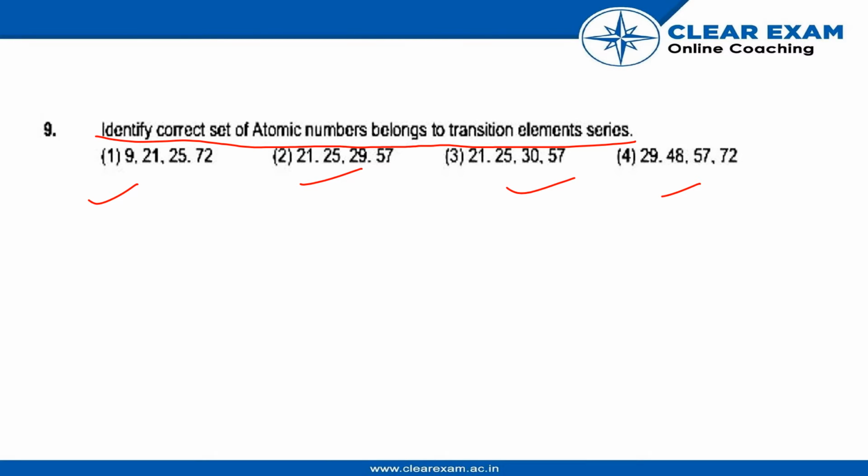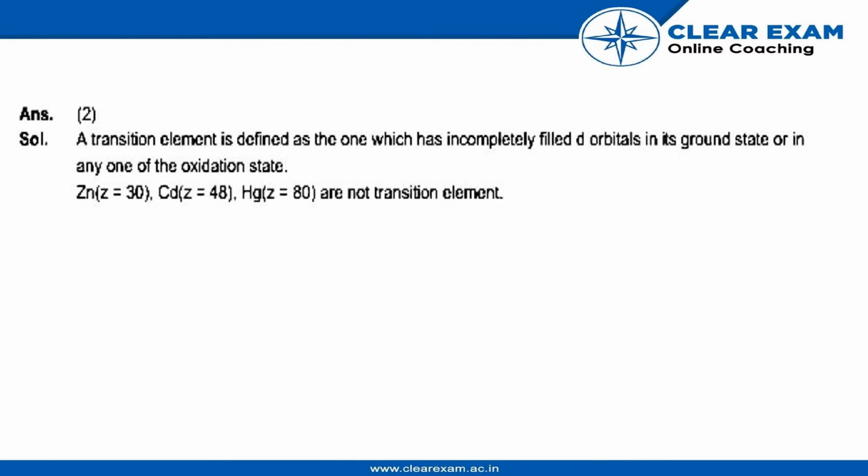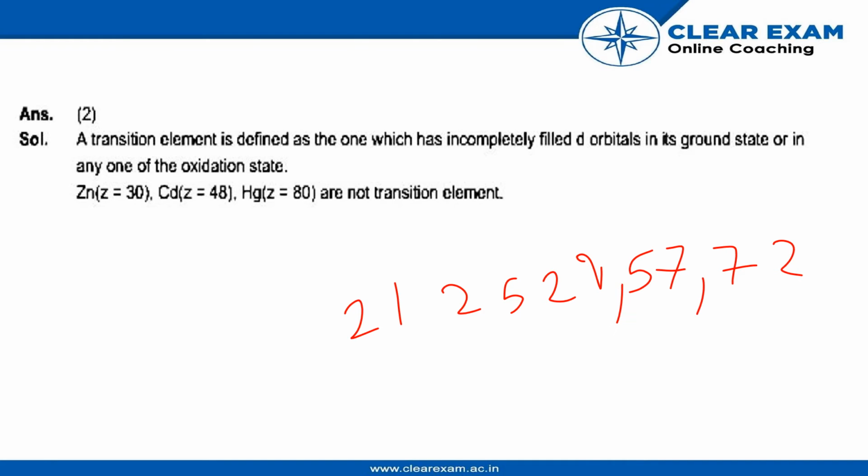or in the most common oxidation states. So elements 21, 25, 29 and 57 and 72 are transition elements because they have incompletely filled d orbitals in its ground state or in the most common oxidation state. So correct option is second.